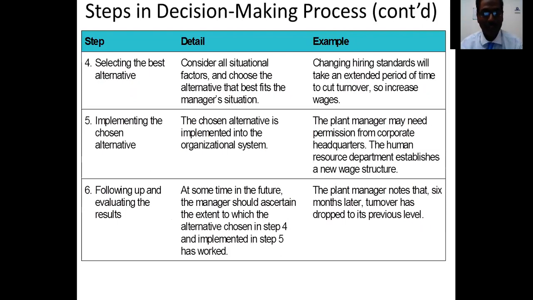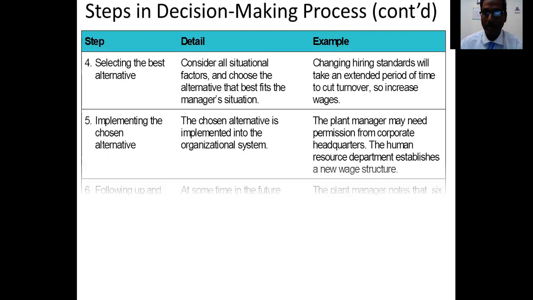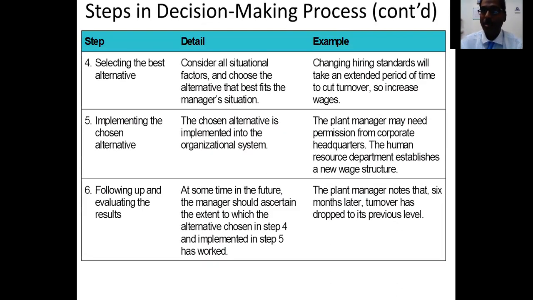Then the fourth step, selecting the best alternative. Consider all situational factors and choose the alternative that best fits the manager's situation. Now, what the manager is doing: in step three he has understood that out of three alternatives, one is not feasible. That is, increasing the benefits may not be possible, because it may not be in line with the policy of the organization, or the manager may not have the influence to change the policy, because the policies are determined by the top management.